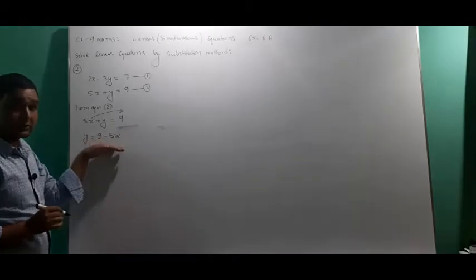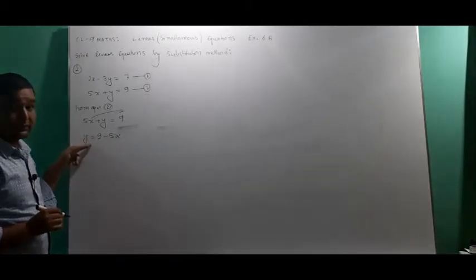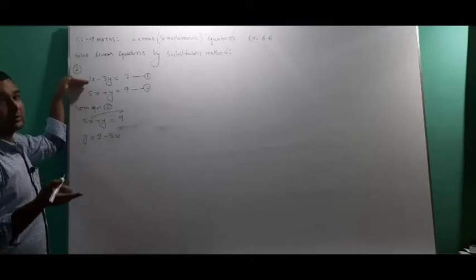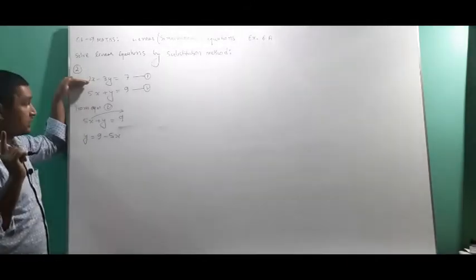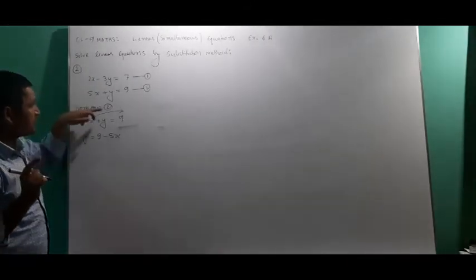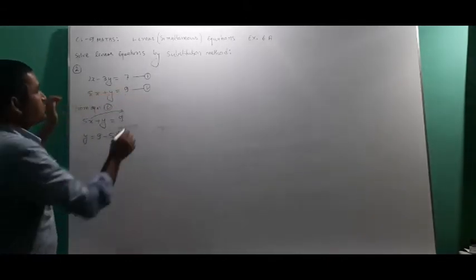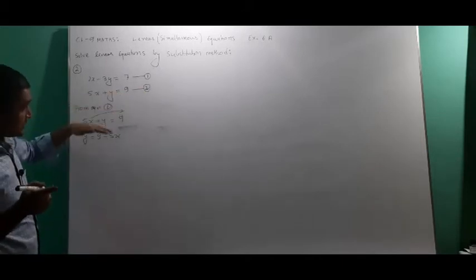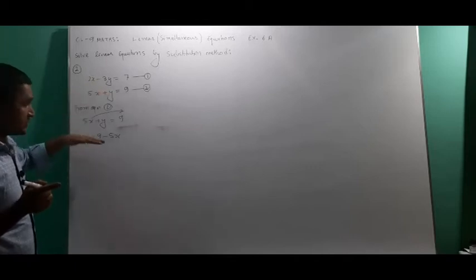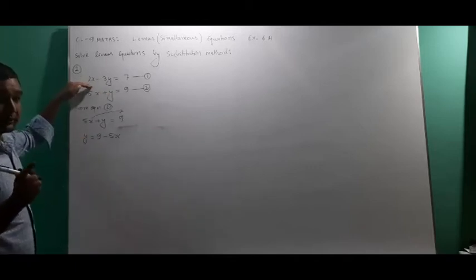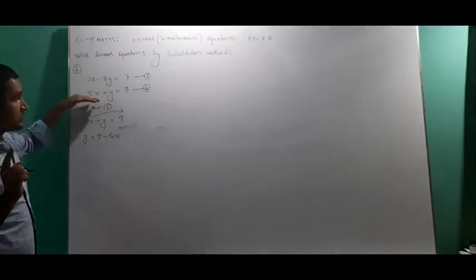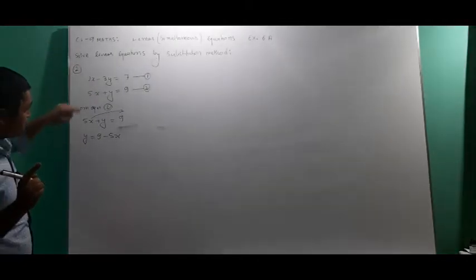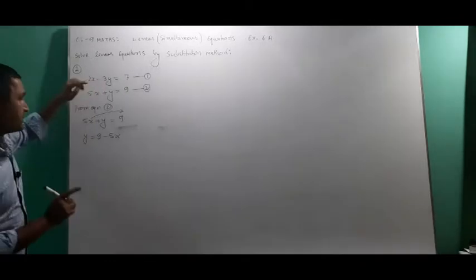Take this value of y and substitute it in the next equation. Don't substitute in the same equation. This is the main point. From where did we get this value of y? We got it from equation 2, so don't substitute this value in the same equation. Substitute in the next equation, that is equation 1. Remember, this is the main point: from which equation you got the value, don't substitute in that equation, substitute in the other one. That means we are going to substitute this value of y in equation 1.